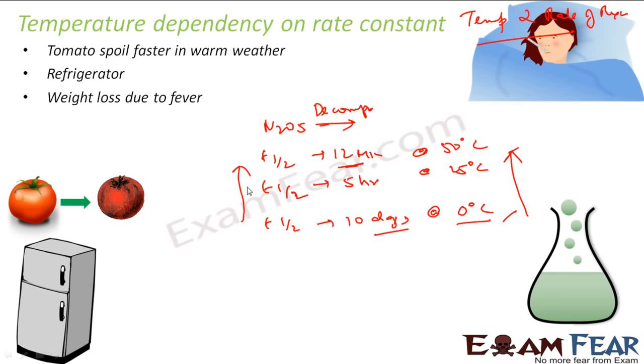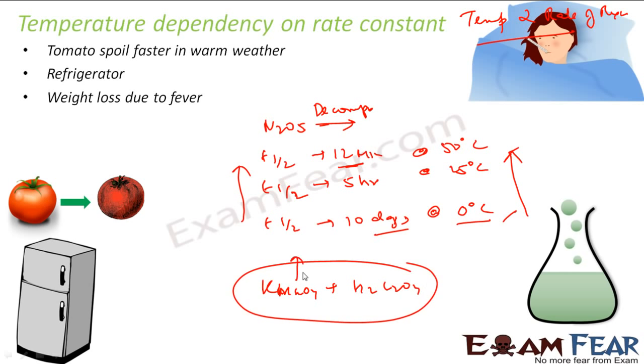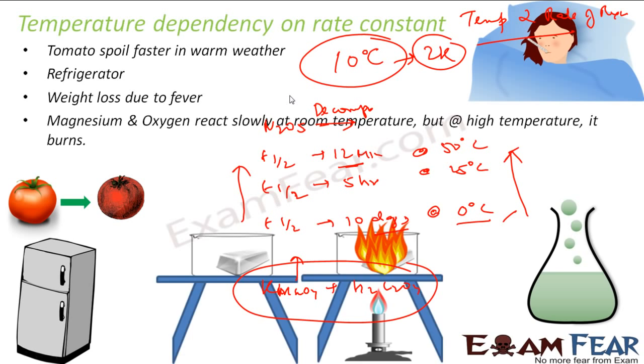Correct? Also, if you see the mixture of KMnO4 and oxalic acid, KMnO4 will decolorize faster at higher temperature. If you have this KMnO4, potassium permanganate and oxalic acid mixture, KMnO4 will lose its color faster at higher temperature. It has been found that for a given chemical reaction, for every 10 degrees Celsius rise in temperature, the rate constant is almost double. We will understand this in more detail now.